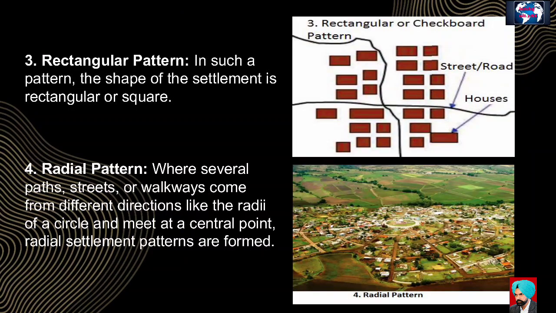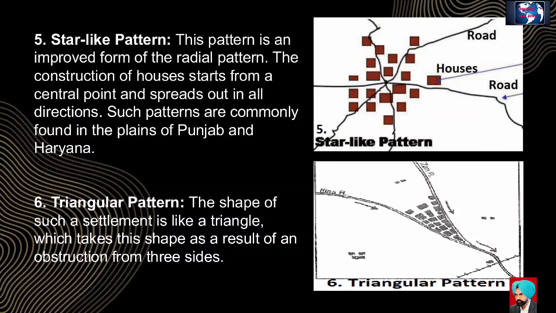3. Rectangular pattern. In such a pattern, the shape of the settlement is rectangular or square. 4. Radial pattern. Where several paths, streets, or walkways come from different directions like the radii of a circle and meet at a central point, radial settlement patterns are formed. 5. Star-like pattern. This pattern is an improved form of the radial pattern. The construction of houses starts from a central point and spreads out in all directions. Such patterns are commonly found in the plains of Punjab and Haryana.